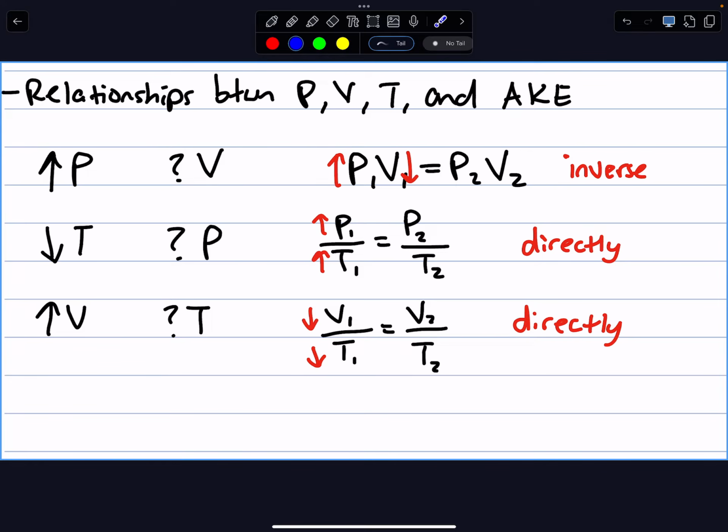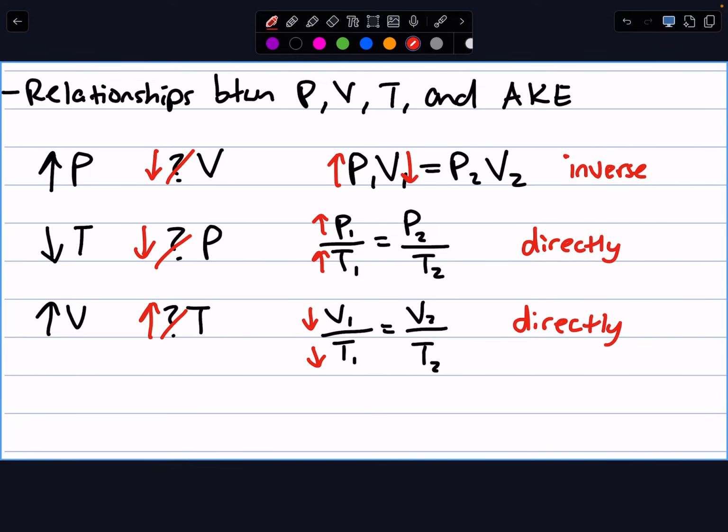What kind of relationship does pressure and volume have? Inverse. If pressure is increasing, then this must decrease. Okay? Next. Temperature is decreasing. What kind of relationship does temperature and pressure have together? Direct. So if this is decreasing, this must also decrease. And then the relationship between volume and temperature is directly proportional. Since volume is increasing, then temperature must be increasing.